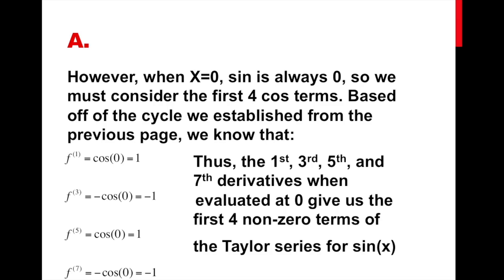four cosine terms. So, based off the cycle we established on the previous page, we know that the first derivative, the third derivative, the fifth derivative, and the seventh derivative are all cosine. And when evaluated at 0, we get 1, -1, 1, and -1.